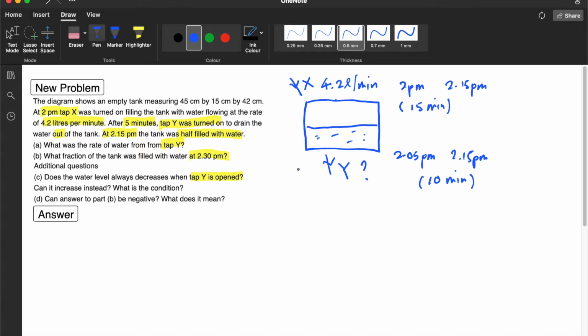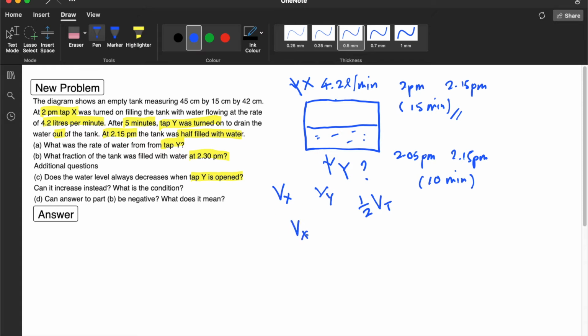So now we are talking about three volumes here. The first one is Vx. It will be the amount of water that the tap X would be filling into the tank after 15 minutes. And then we have Vy, which is the volume of water that will be drained out of the tank from 2:05 to 2:15, or for a duration of 10 minutes. And then we have the volume of the tank. Then we are interested in half of it at 2:15. Okay, so what is the relationship between all these three?